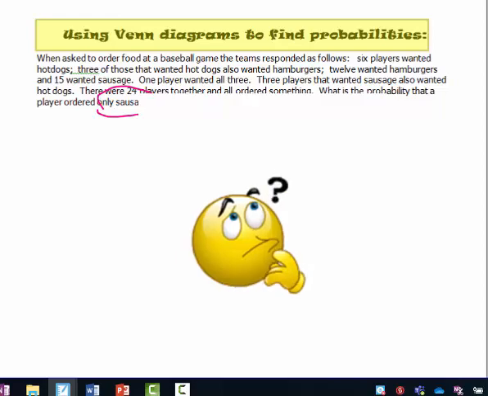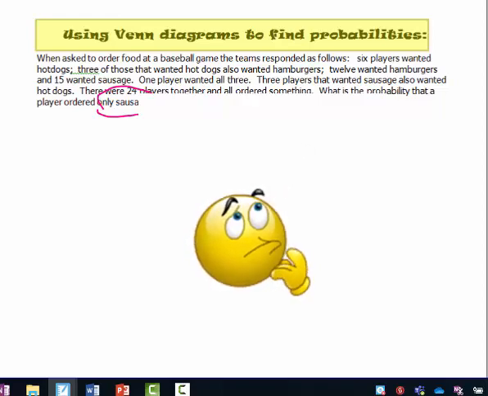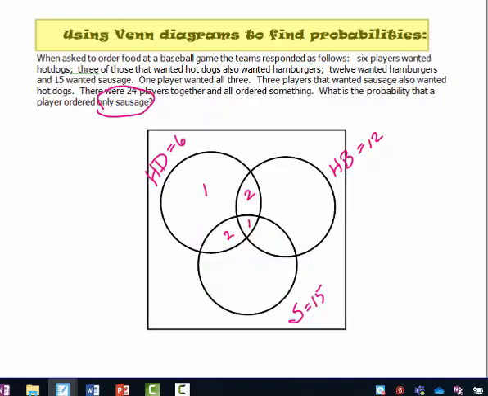So let's think about that. What do we do when we don't know what something is? Let's see. Maybe we can use our friend algebra. So let's let this section be x. If that section is x, then this section out here is 12 minus 3 for the overlap, and then minus x, so 9 minus x. The section down here in sausage is going to be 15 minus 3 minus x, so that's 12 minus x.